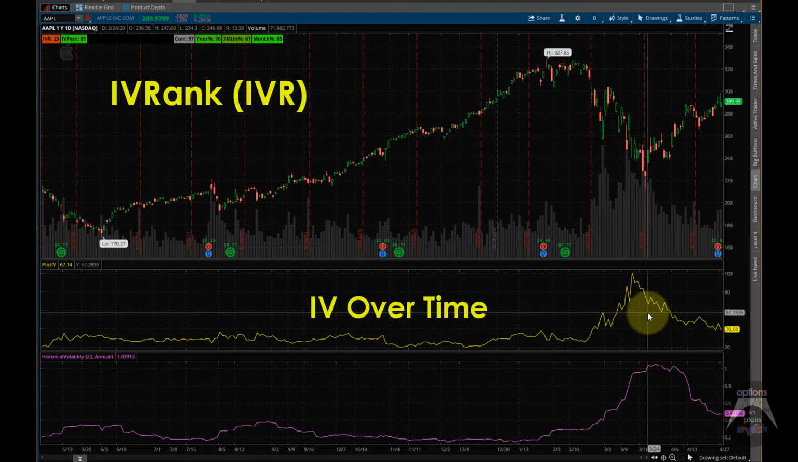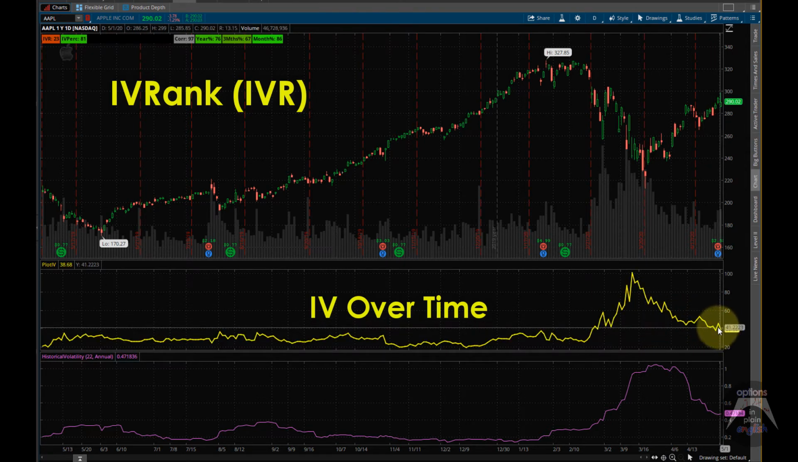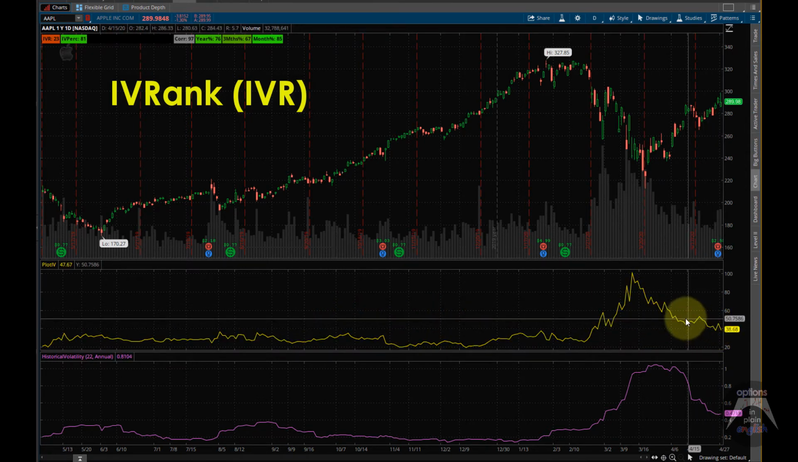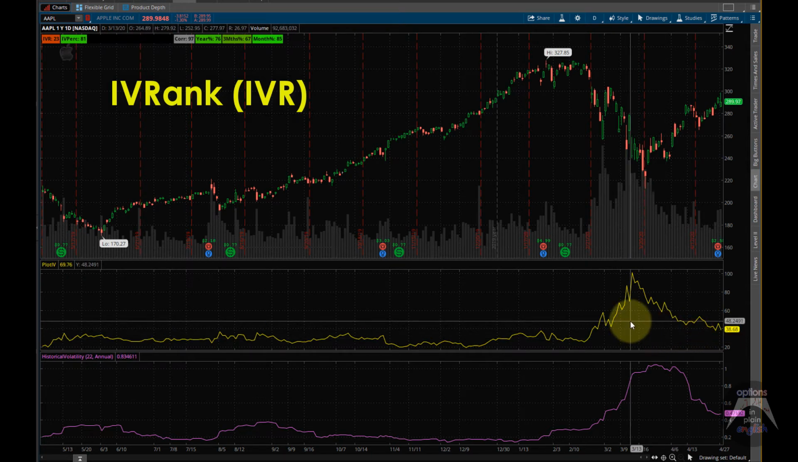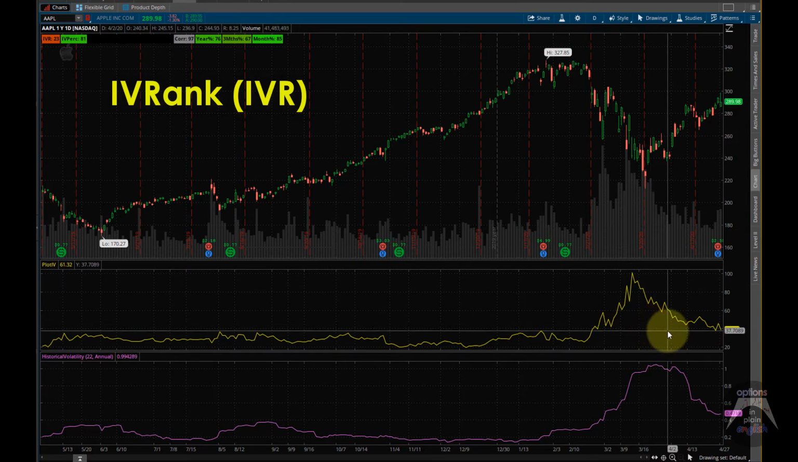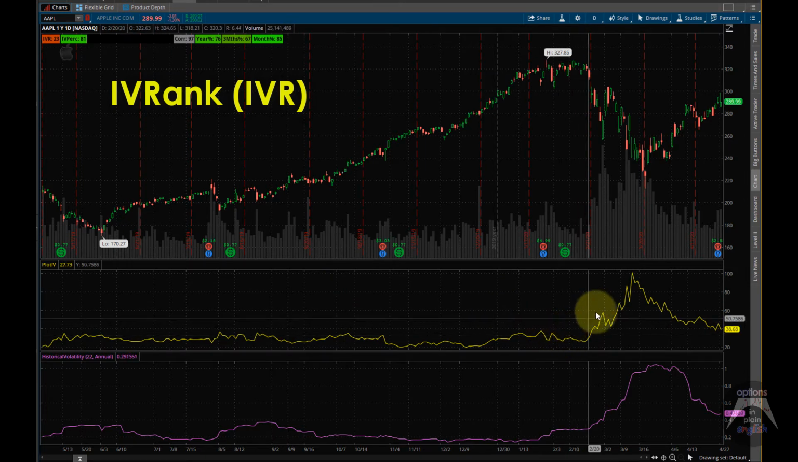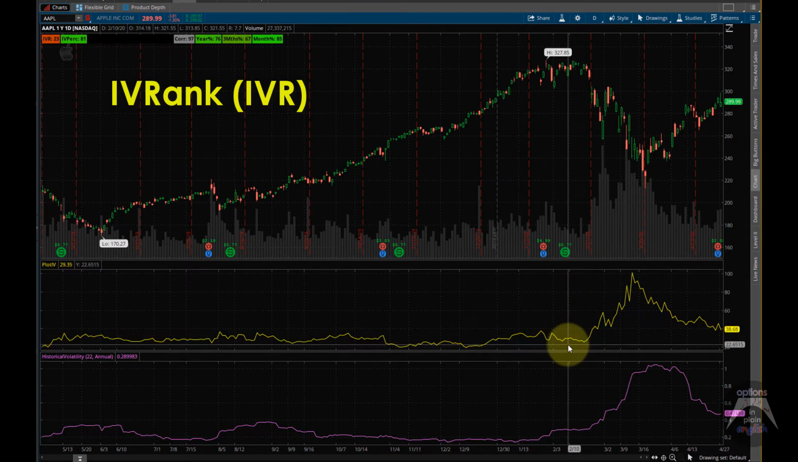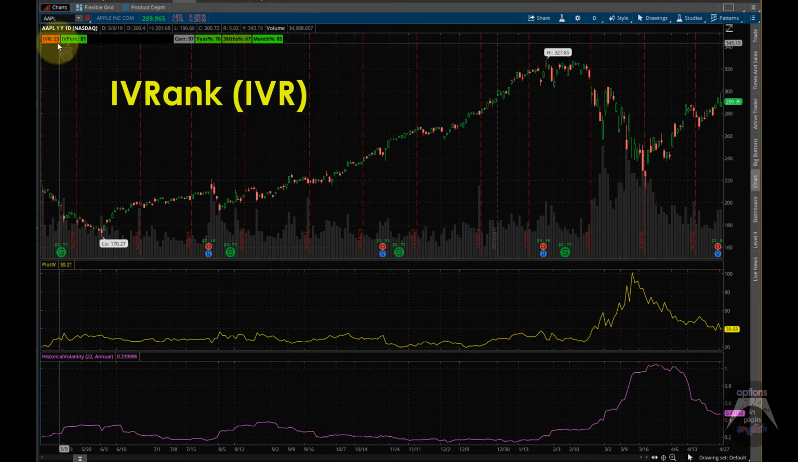So for example, Apple has today an implied volatility of 38.68. Right now it's changing because we're during market hours. 38.68 has a relative measure when compared to the highest and lowest value over the last year of 23. So I have a little script that actually calculates the IVR.